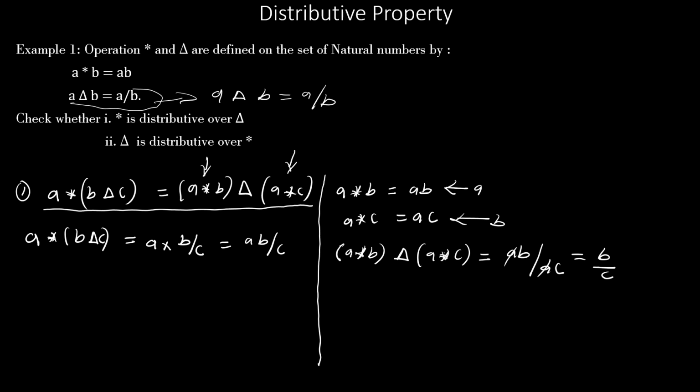we can say that the operation asterisk is not distributive over triangle. If and only if we have the same answer here, we can say that the operation asterisk is distributive over triangle. The second one is to check whether triangle is distributive over asterisk. I'm going to leave this with you. Try it. Feel free to comment the answer below, and I'm going to reply to you as soon as possible.